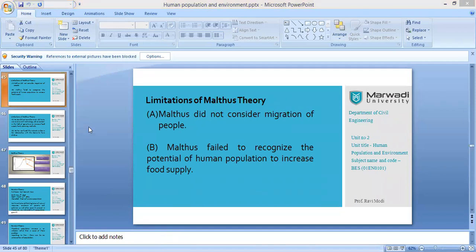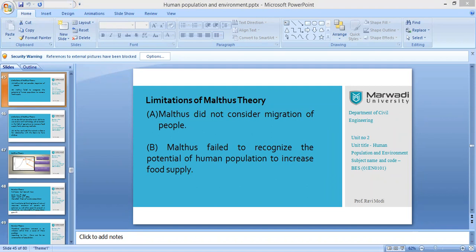The second one is, Malthus failed to recognize the potential of the human population to increase the food supply. As you know, in the 21st century, people are more and more inclined towards modern machineries. The capacity to invent new scientific ways by which the food supply can be increased fourfold or eightfold has come into practice.